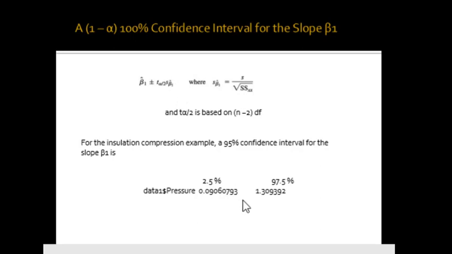Again, let's just use the software. It will give us a 95% interval of 0.09 through 1.309. That's the confidence interval for our slope beta 1.